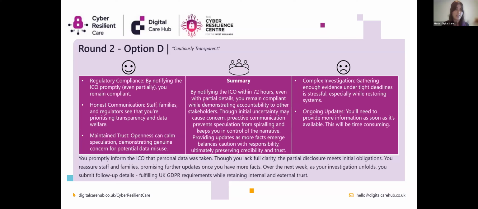You promptly inform the ICO that the personal data was taken. You lack full clarity. The partial disclosure meets initial obligations, as we mentioned. You reassure staff and families, promising further updates once you have more facts. And over the next week, as your investigation unfolds, you submit follow-up details fulfilling UK GDPR requirements while retaining internal and external trust.